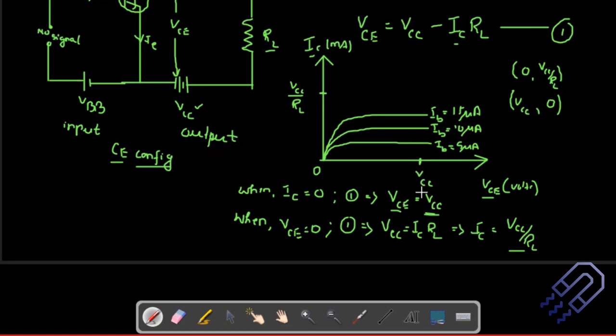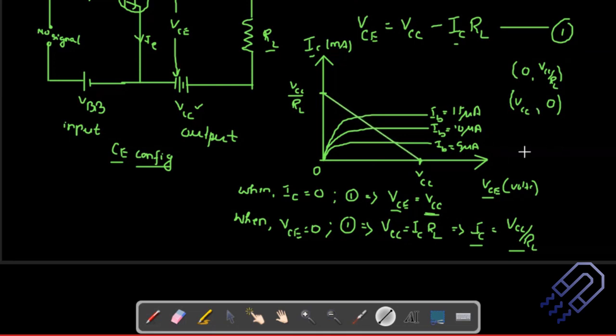So you can just take this point, and on the other side we can put VCE equal to 0, because this axis is VCE. So VCE is 0 throughout this. Okay, so we put VCE equal to 0, and we get VCC equal to IC by RL. So we get the value of IC. So IC is VCC by RL. So we have got 2 points on this, and now I join these 2 points.